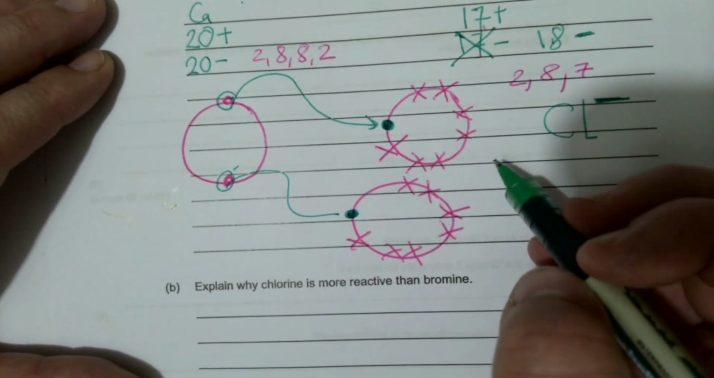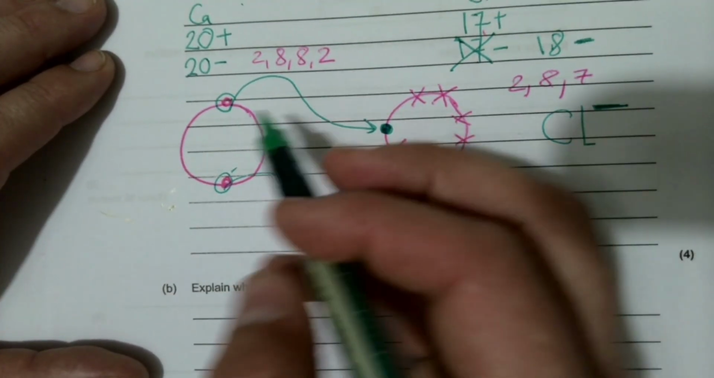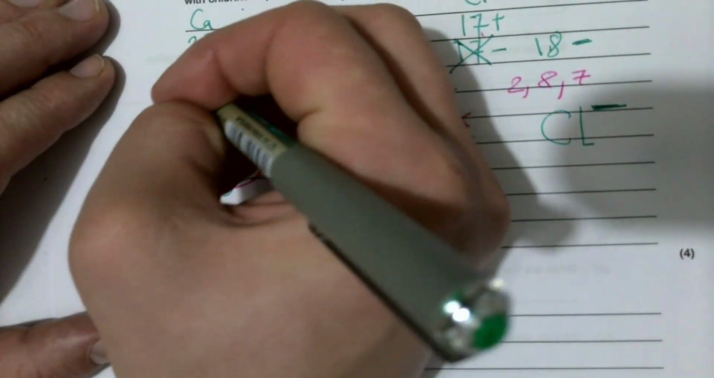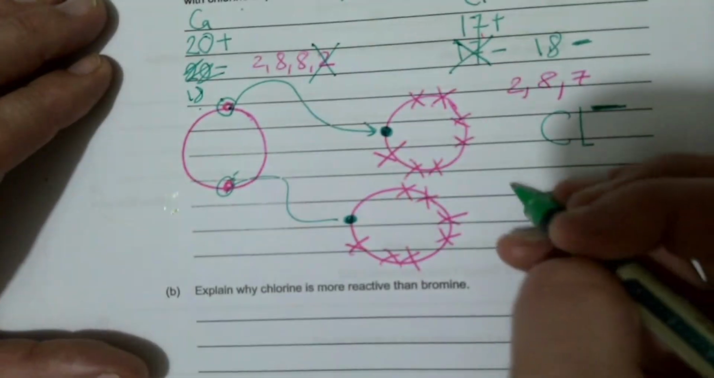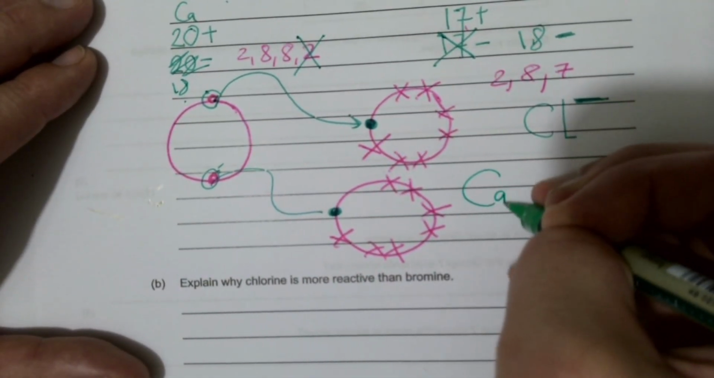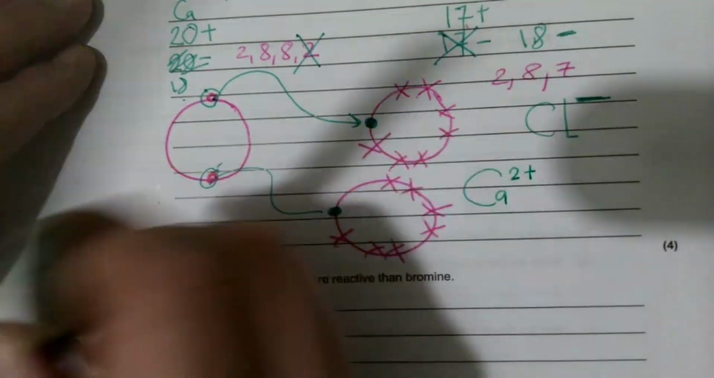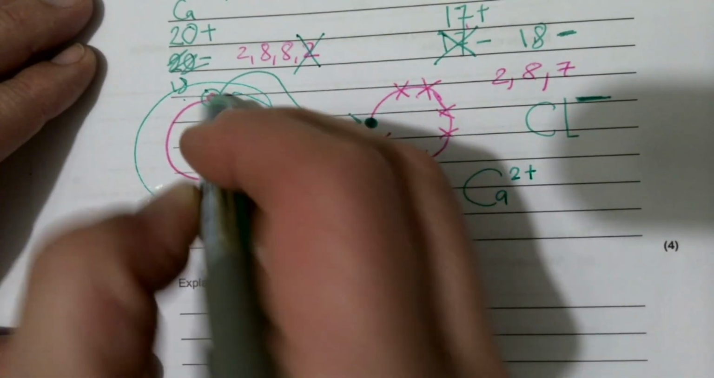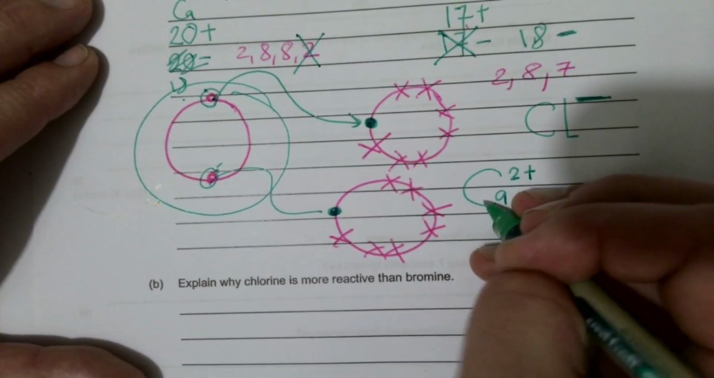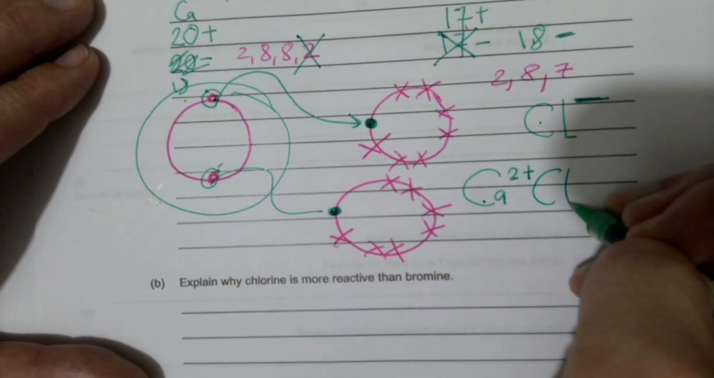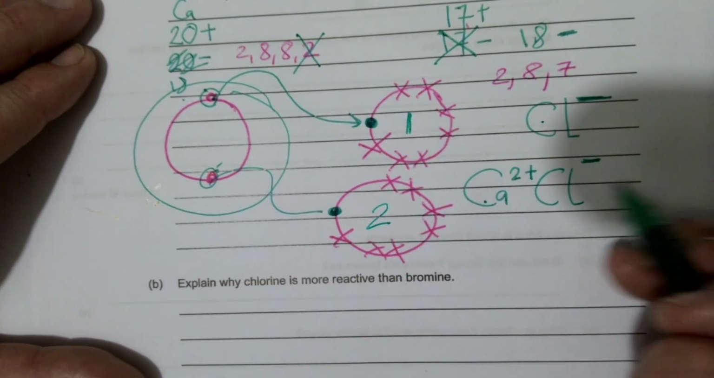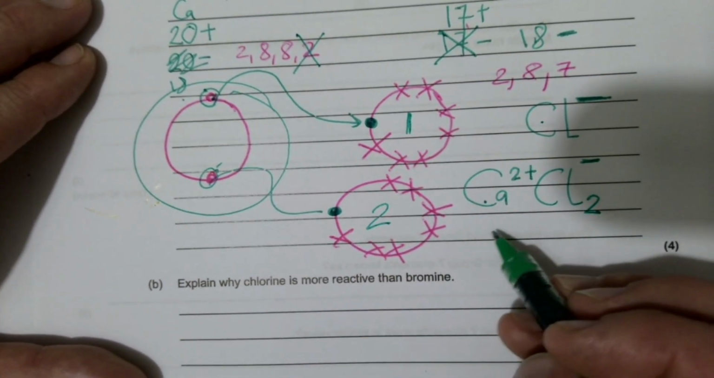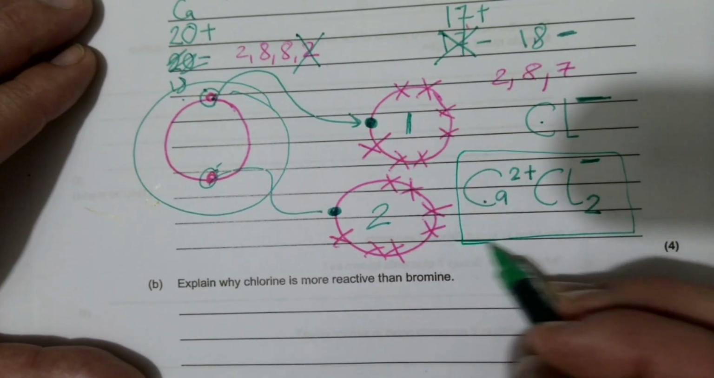So when we write the ionic formula, calcium has lost the 2 electrons in its outer shell. So 20 is now 18. 20 minus 18 is 2. So we get calcium 2 plus. How many calciums are there? Well, there's only 1 there, and it's Cl minus. But look, we've got 1 and we've got 2. So we stick a little 2 there. That is the ionic formula.